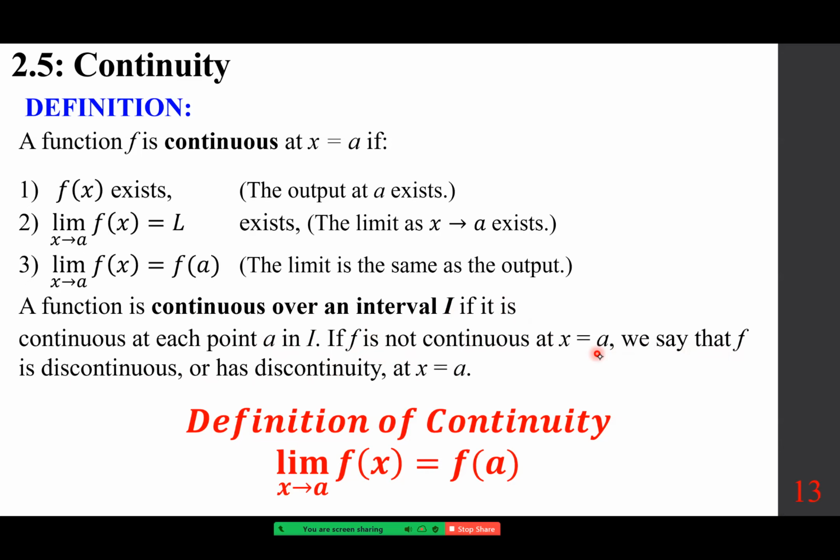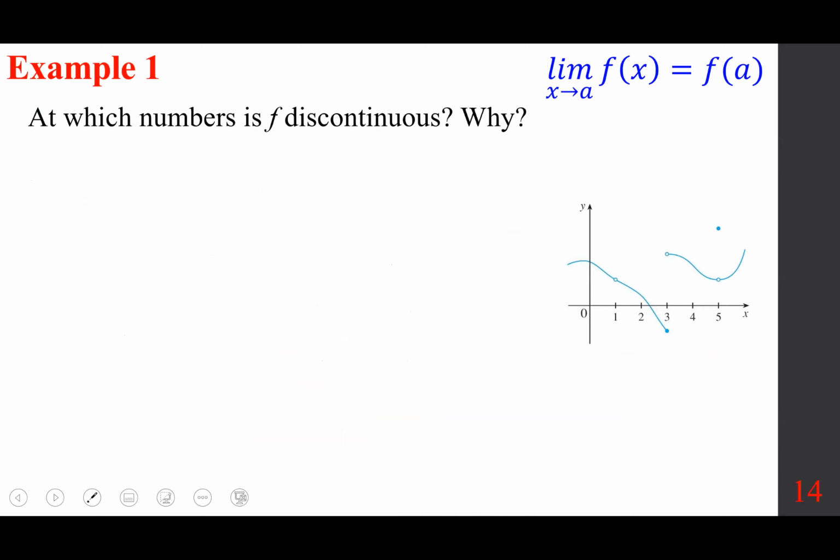So that's the definition. Let's look at a couple of simple examples. And again, I'm going to remind you, if the limit of f of x as x approaches a is equal to f of a, we say it's continuous at a. So the question is, at which numbers is f discontinuous and why?